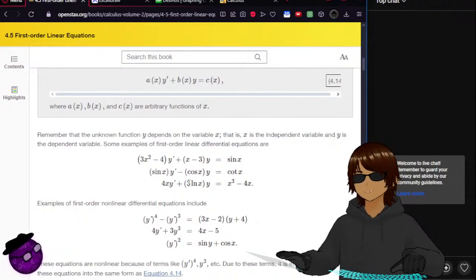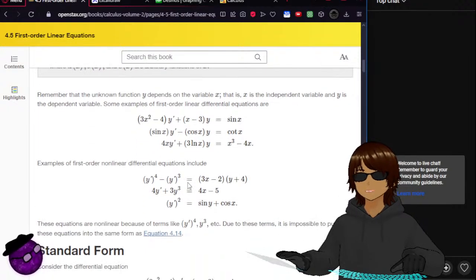sin x. Okay. First order non-linear differential equation.